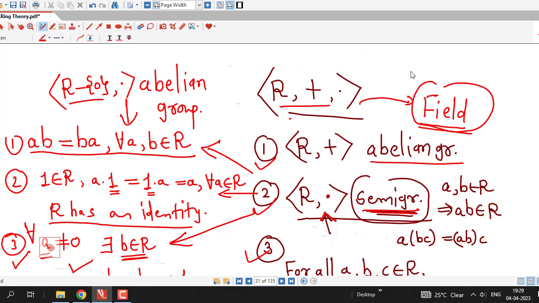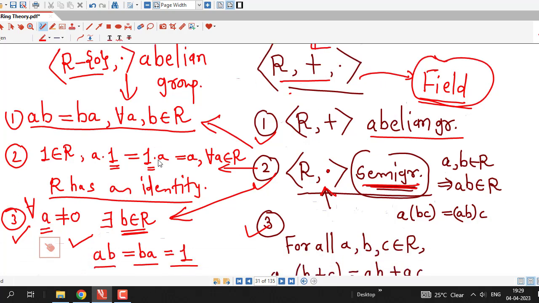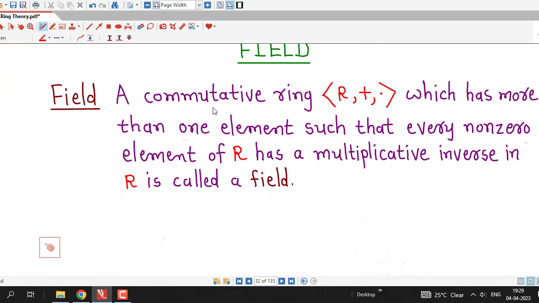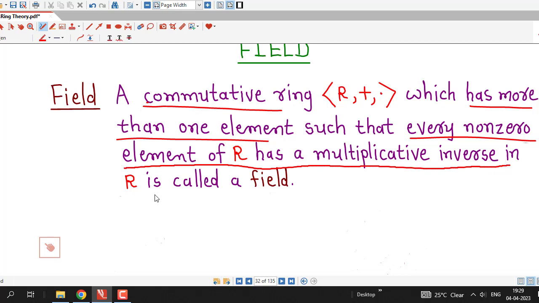Or we can define a field in this way also, that suppose R with addition and multiplication is a ring, then ring R is a field if it is commutative and every non-zero element of ring R has an inverse in ring R. So these are the different ways of writing the definition of a field. So here I have written this definition of a field. A commutative ring R with addition and multiplication which has more than one element, such that every non-zero element of R has a multiplicative inverse in R, is called a field.